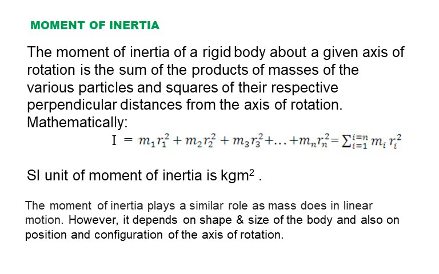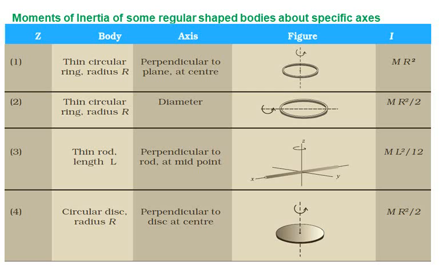The moment of inertia plays a similar role as mass does in linear motion. However, it depends on shape and size of the body and also on the position and configuration of the axis of rotation. This table gives you the moment of inertia about the particular axis for different bodies.